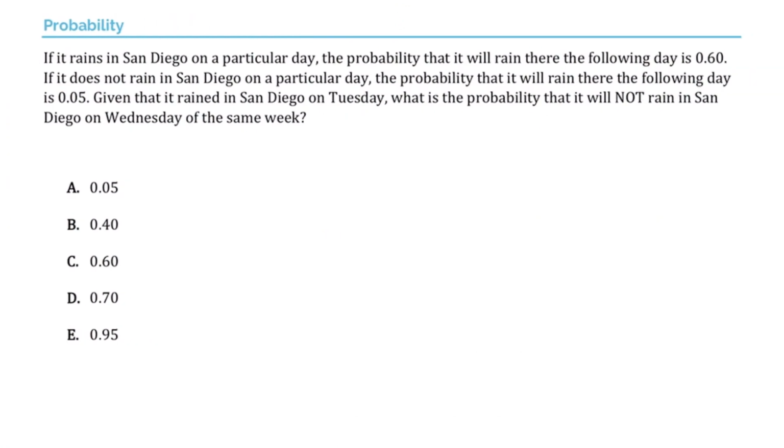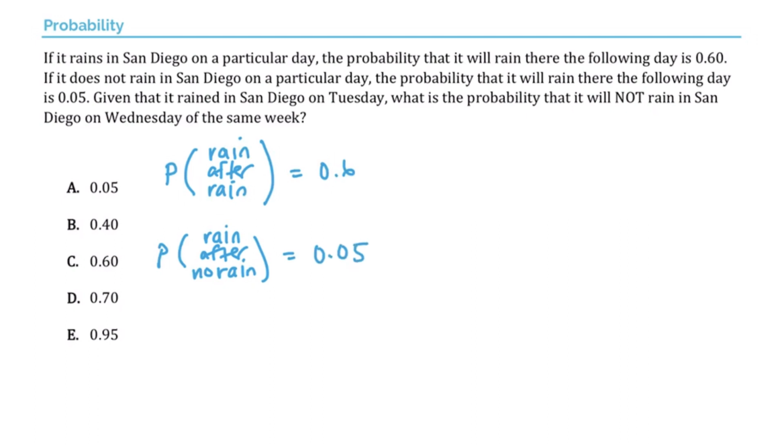Here's our next probability question. And notice, a long word problem. So I'm going to take notes as I read. If it rains in San Diego on a particular day, the probability that it will rain there the following day is 0.6. So I'm going to put a note to myself. The probability that it will rain after a day of rain equals 0.6. If it does not rain in San Diego on a particular day, the probability that it will rain the following day is 0.05. So the probability of rain after no rain is 0.05.